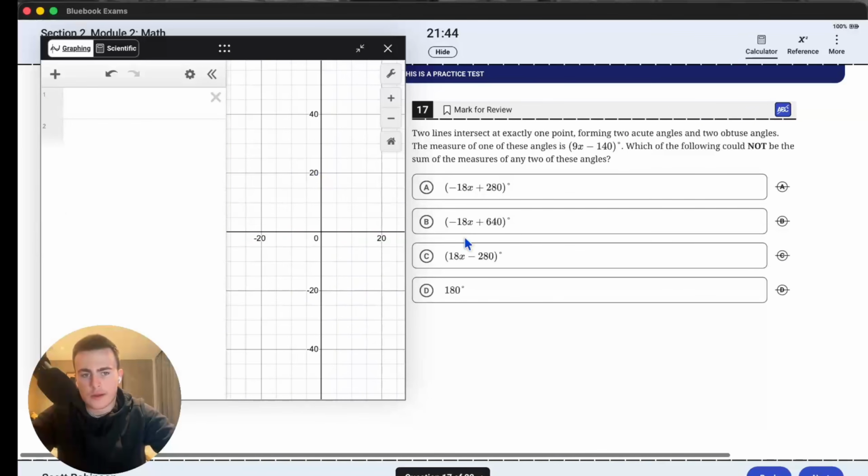Oh, okay. Well, I've done one of these before. Two lines intersect at exactly 1 point, forming 2 acute and 2 obtuse angles. The measure of one of the angles is 9x minus 140. Which of the following could not be the sum of any measure of any of the two?